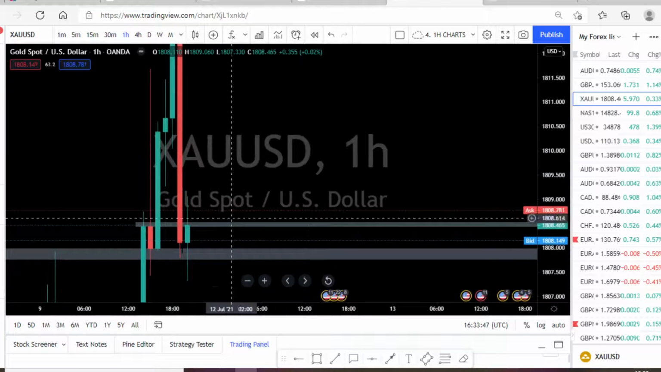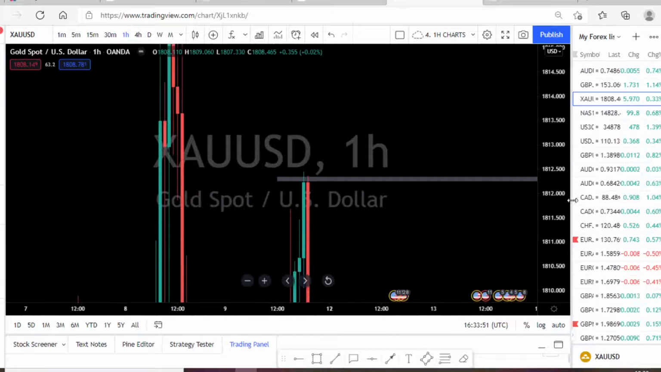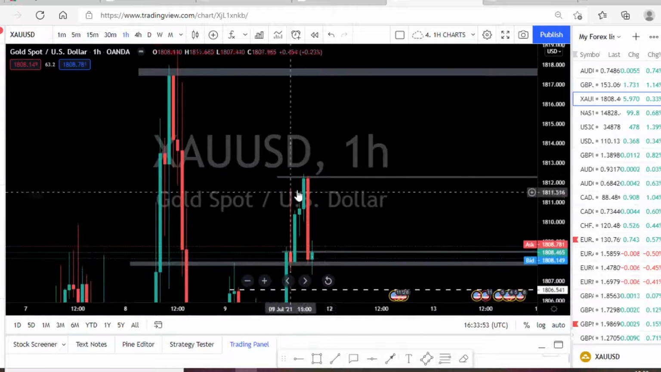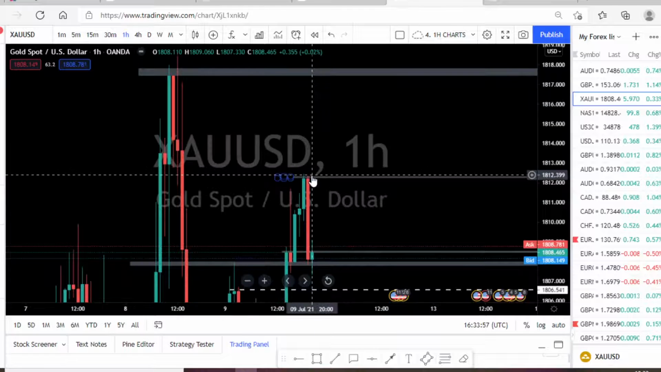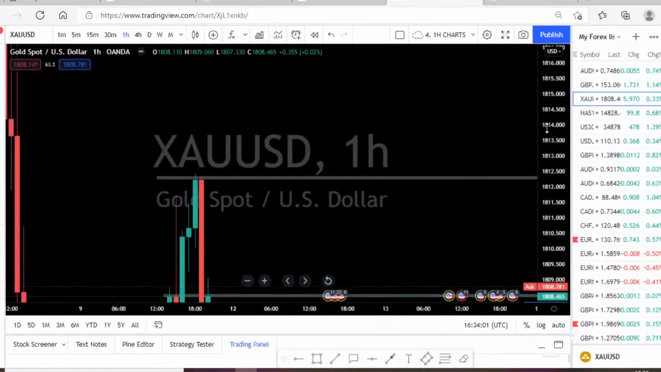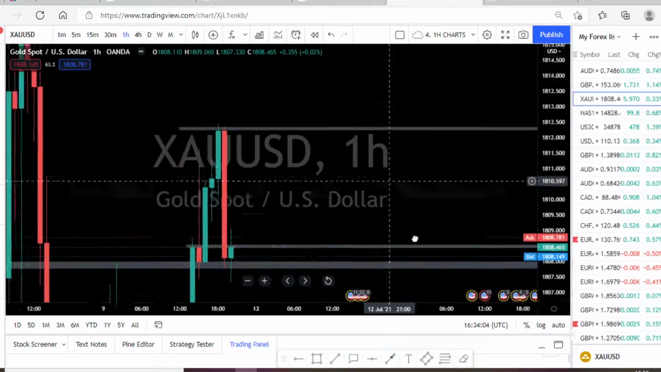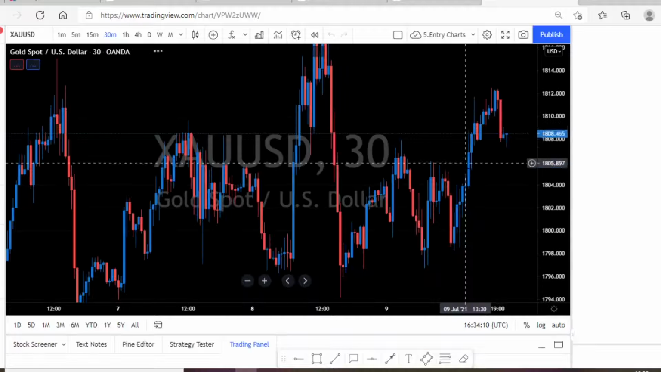Maybe for the Asian and London sessions we might experience this, but those who are trading the New York session might want to trade the pullbacks or the break of this area, or this area right here. You should also know your sessions, know what will happen during your sessions. Then let's go to our entry charts right here.